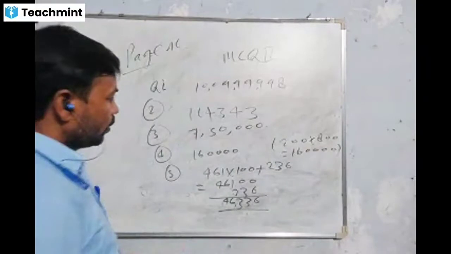So you will add this answer, 46,336. And the sixth one: find the quotient when the largest six-digit number is divided by the largest three-digit number.